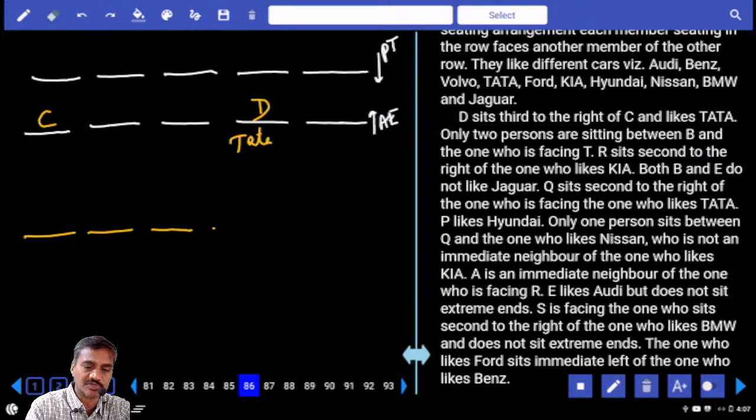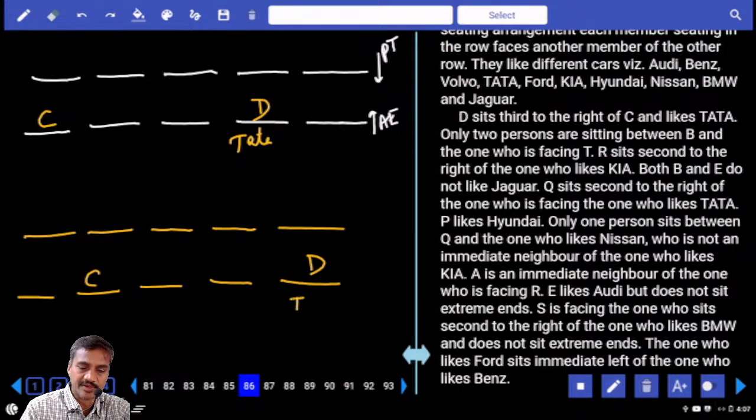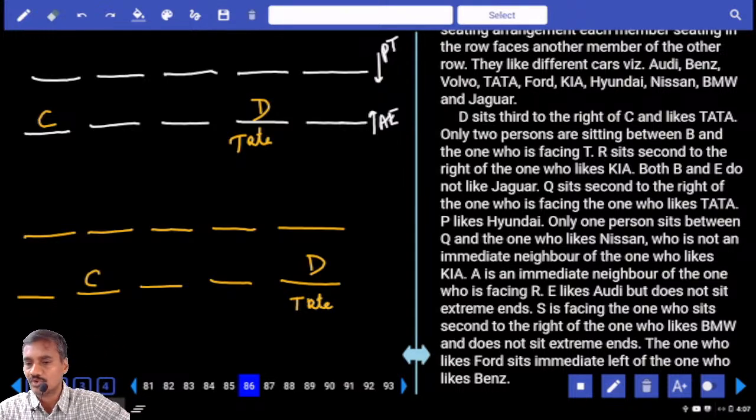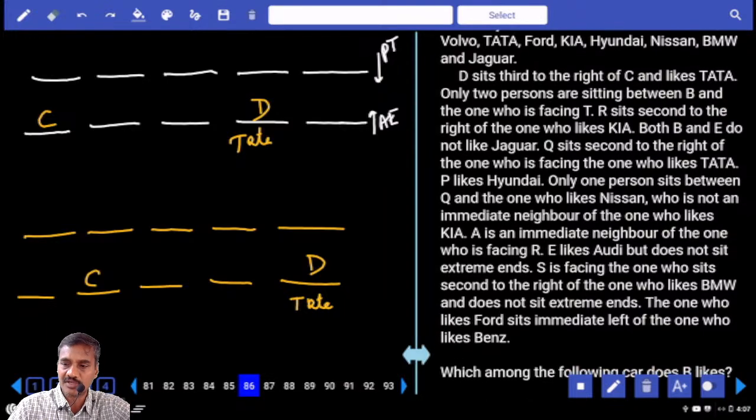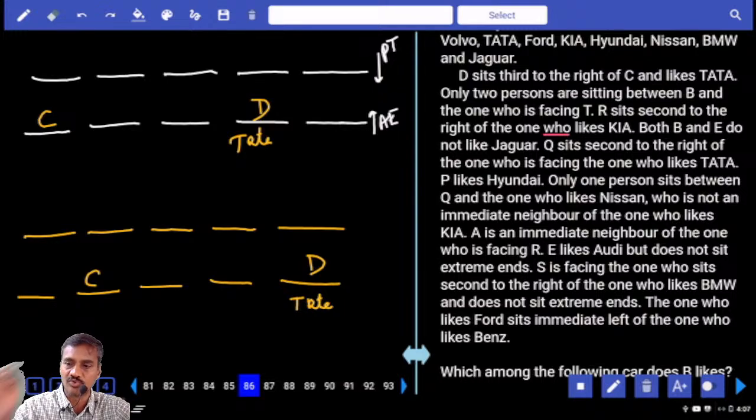And in the next case, 1, 2, 3, 4, 5, here again there are 5 people. D sits to the right of the one who likes this one, and Tata is here. And only 2 persons between B and the one who is facing T. Now, between B and the one who is facing T, there must be exactly 2 people. And R sits second to the right of the one who likes Q. And both B and Q sit second to the right of the one who likes Tata.